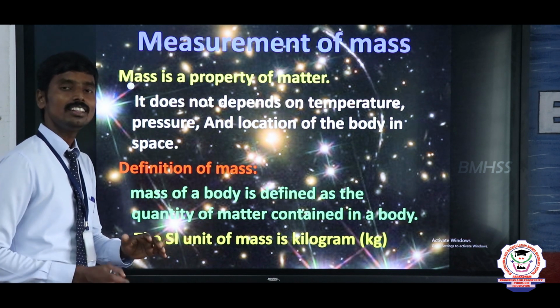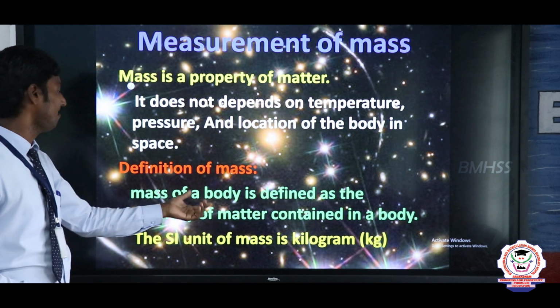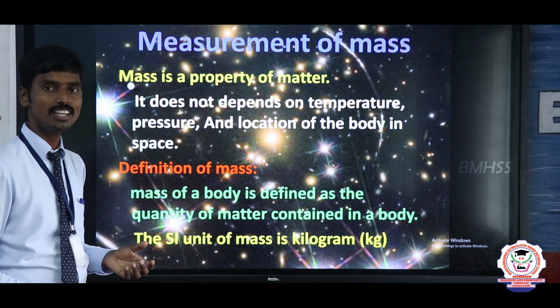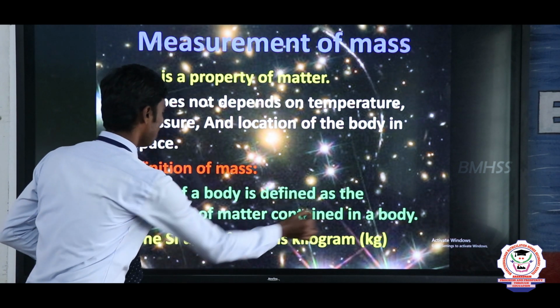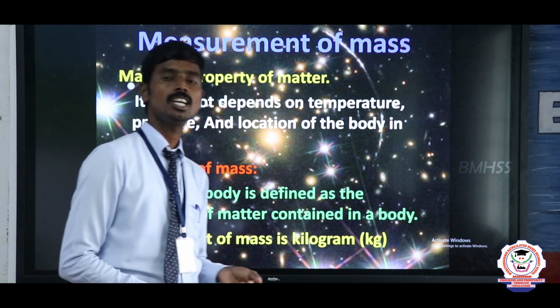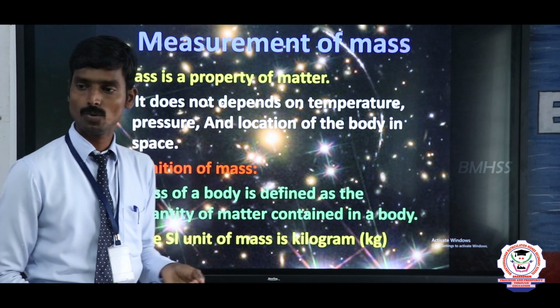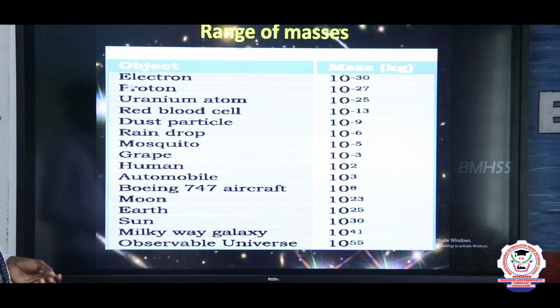Don't forget. The definition for mass is, mass of a body is defined as the quantity of matter contained in a body. Define mass: the quantity of matter contained in a body is known as mass. The SI unit of mass is kilogram. The next one is range of masses.